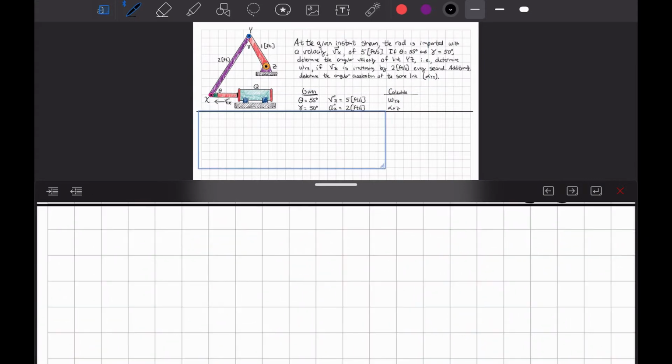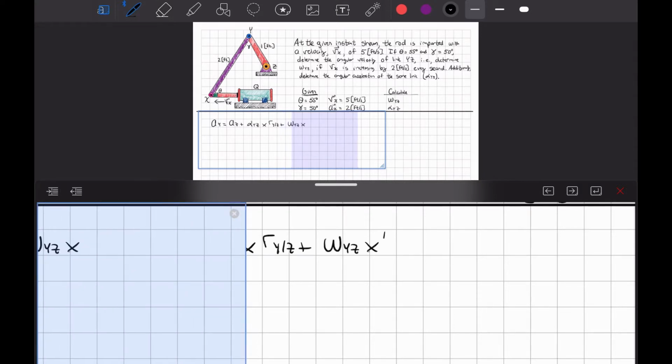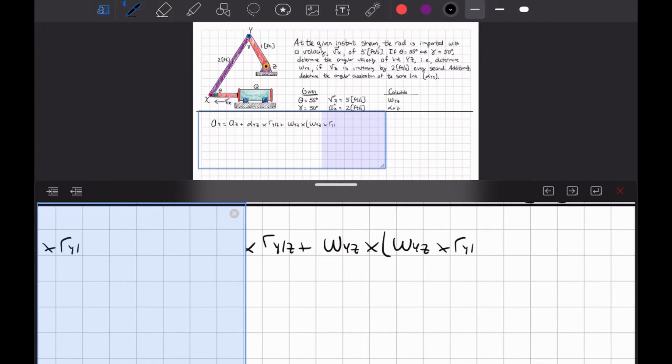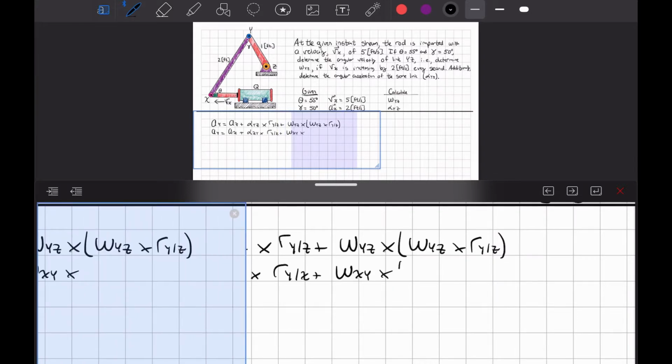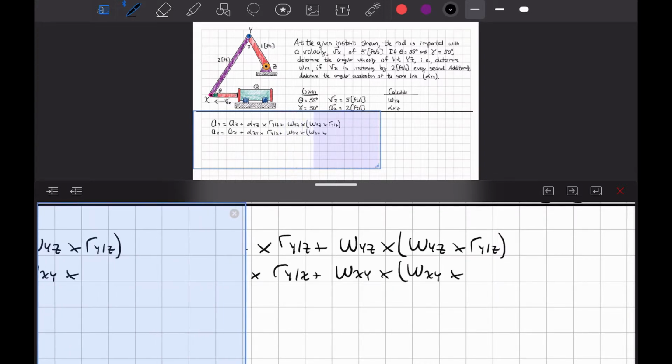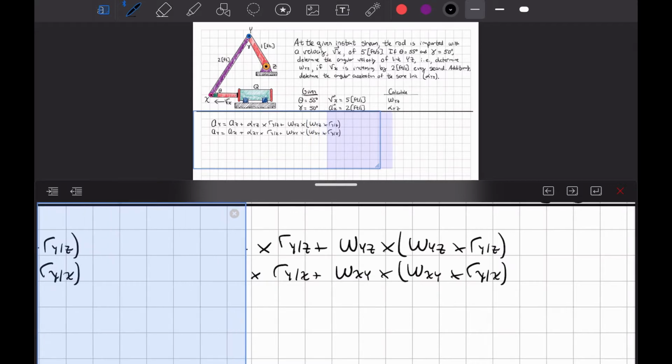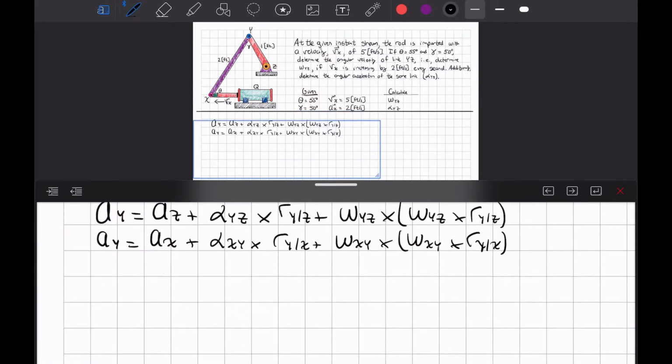So at this given time, this rod is imparted with the velocity Vx of 5 feet per second. We have some angle measurements as well as the acceleration that Vx, or point X, is experiencing from the piston Q. And they want us to determine the angular velocity and angular acceleration of link YZ.